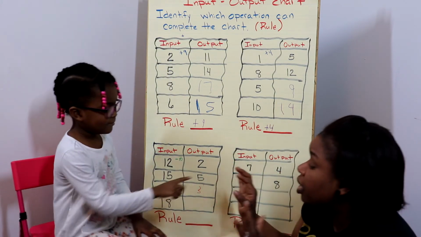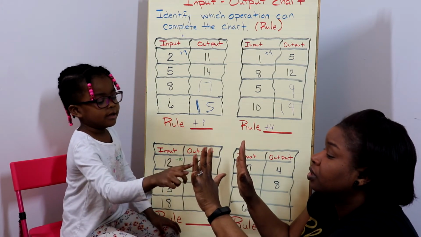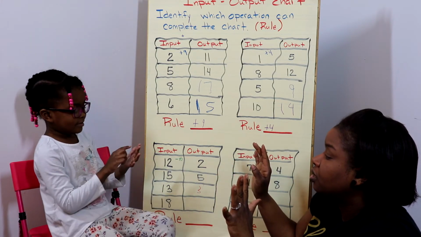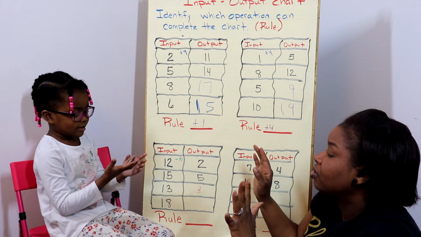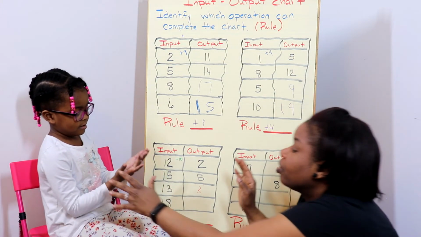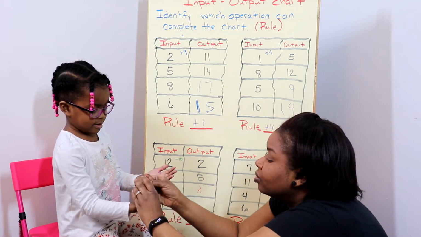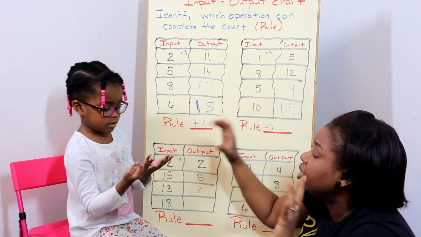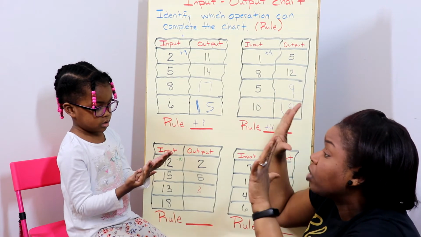All right, so 1, 2, 3, 4, 5, 6, 7, 8, 9, 10. Use your hands. 11, 12, 13, 14, 15, 16, 17, 18. Okay, so put those 2 down. All right, so now we have our 18. 10, 11, 12, 13, 14, 15, 16, 17, 18. Take 10 away.